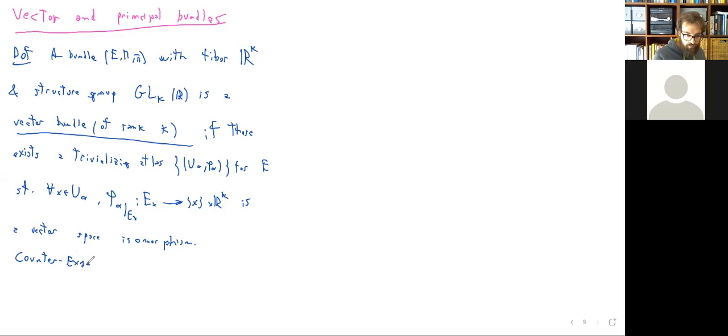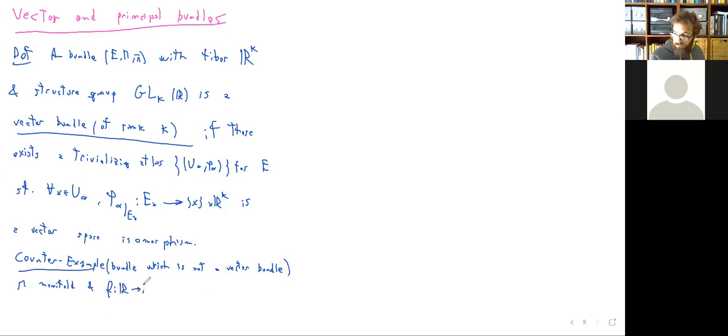For example, a bundle which is not a vector bundle. Of course, if you take a bundle which doesn't have this fiber and structure group, this is never a vector bundle. So what I want to do is interesting, because we will take a bundle with this fiber and with this structure group, but this additional condition is not satisfied. So we take M a manifold and f just any non-linear diffeomorphism. For instance, f of x could be simply x plus 1. Just really anything, so fine, but not linear.